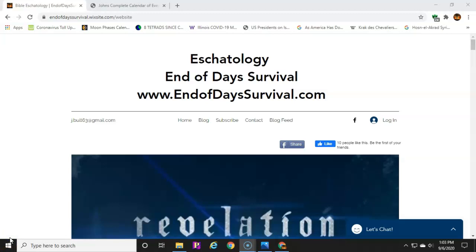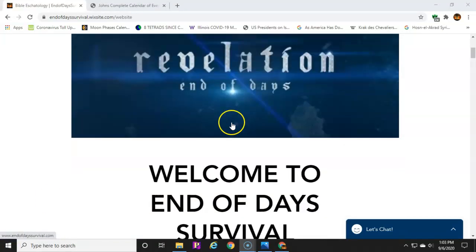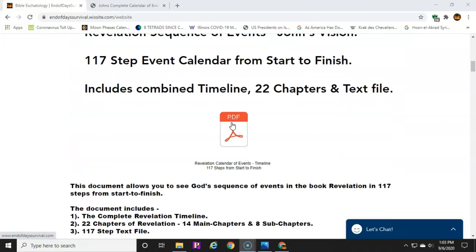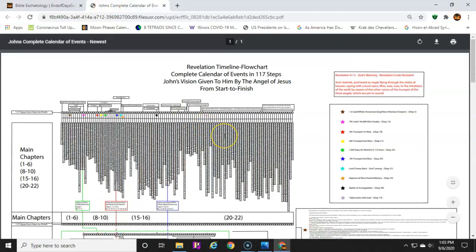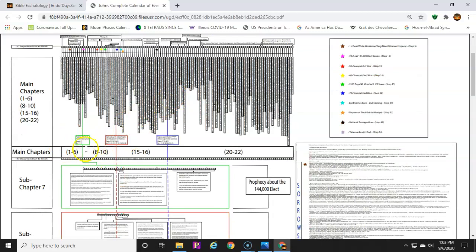If you go to my eschatology page and go down the page, just right after the main logo, you'll see the 117 step calendar event. If you click on that, that will give you my 117 step timeline flow chart. If you have not watched the video on this, you need to, because it's too hard to explain in this video how to read it, other than you have 14 main chapters with 3 additional visions that John is having while he's in heaven.